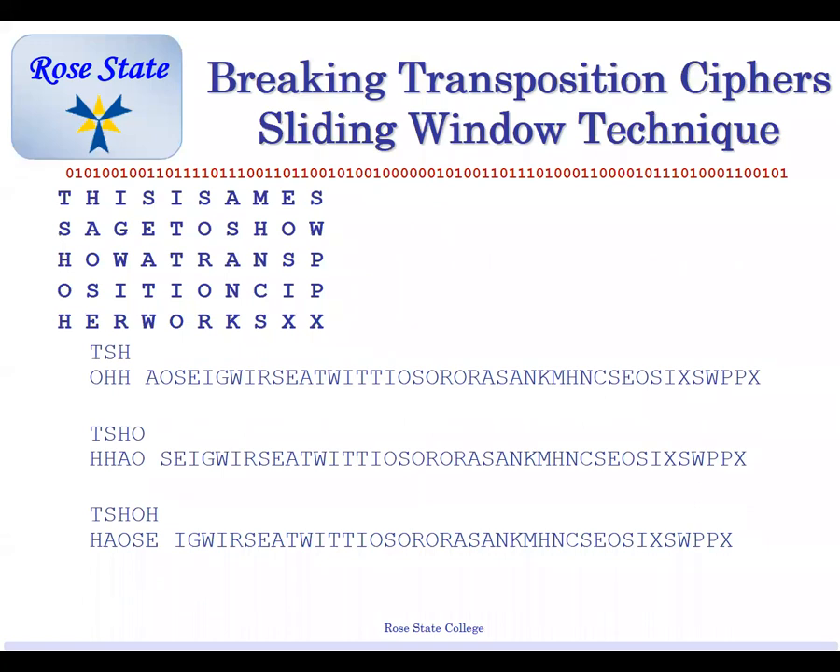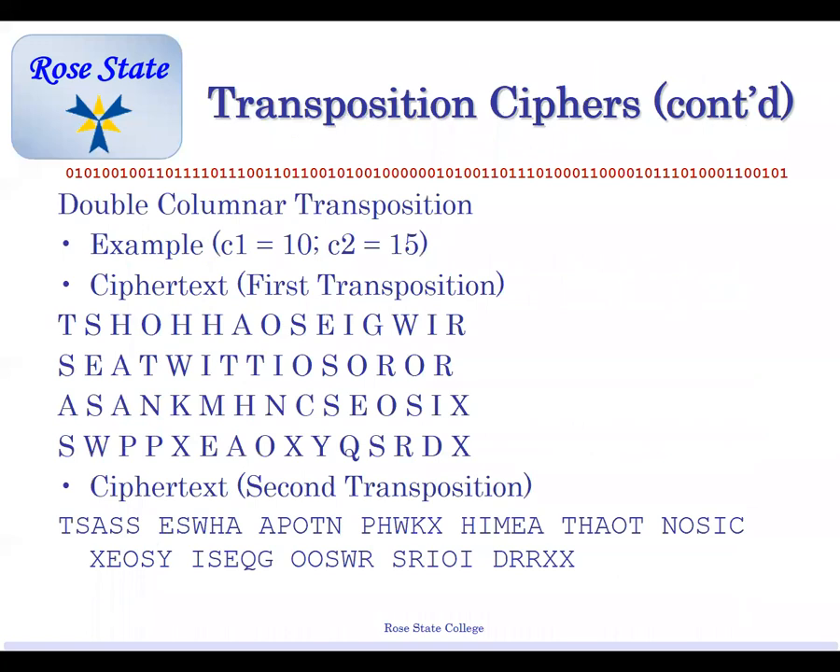You can also use a sliding window: try it with 3, then try it with 4, then try it with 5. You can just continue to increase until you get something that works. All right. Or you can do double columnar. That works tough. Maybe you do it with 10, then you take that result and do it with 15. So that'll be even harder to break. Okay?